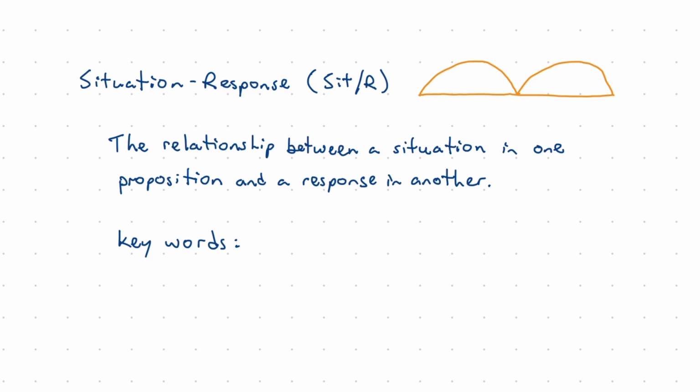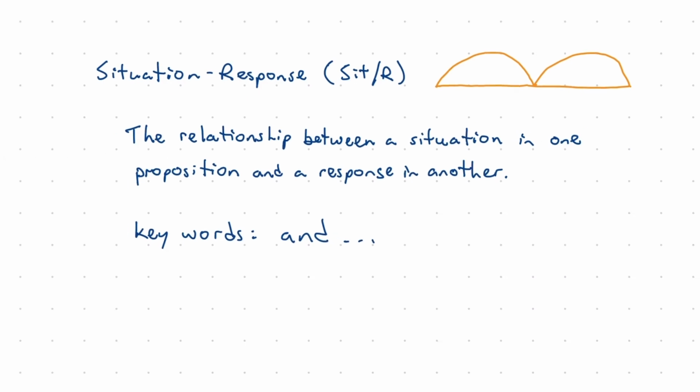This is what you really want to look for, this surprising or counterintuitive nature of this response, because the keywords may be very similar to keywords, for instance, for series. Words like "and." There may be other words, but mostly you're looking for this sense of surprise, this counterintuitive response. When we arc this, we're going to label the situation and the response in the other proposition and then draw one arc over the top to say that these two propositions are in the relationship of situation and response.